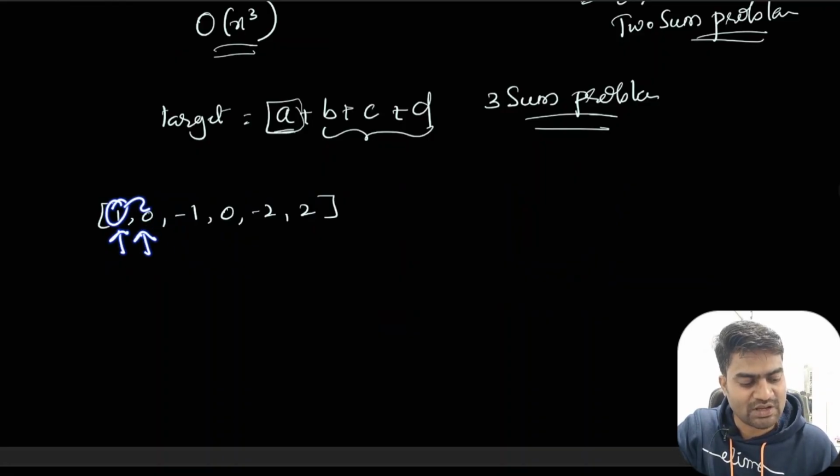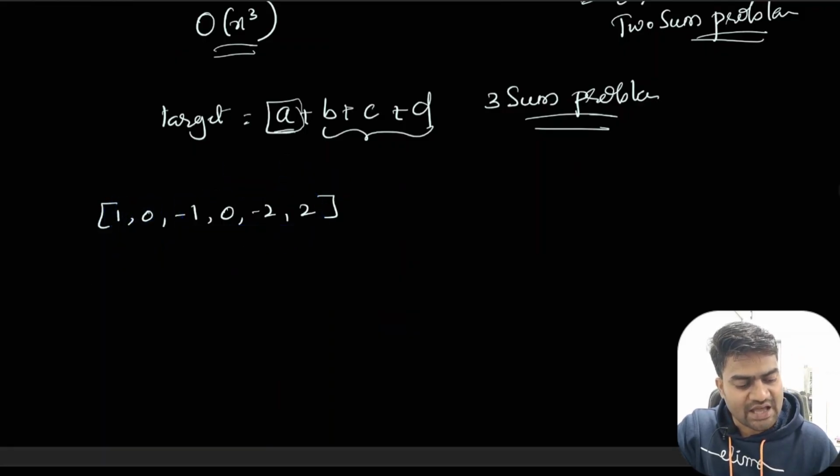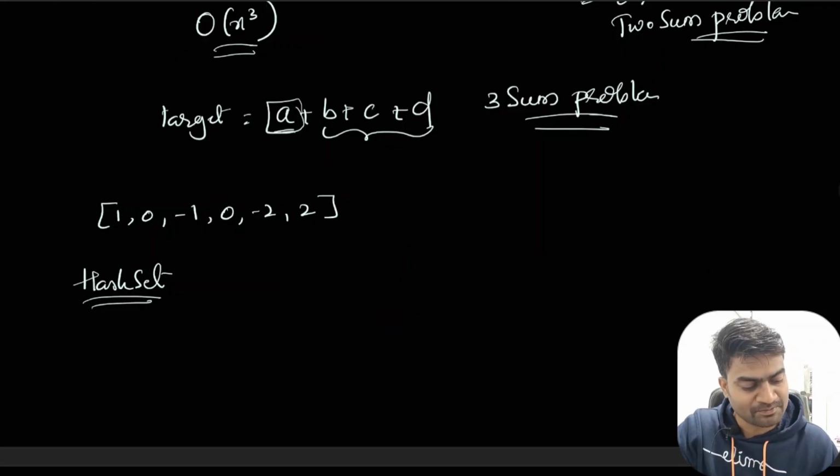So this is number one, this is number two. So if we fix two numbers, then for the remaining two numbers, we can apply the two sum solution here. So basically we use a hash set. This solution is directly derived from the two sum problem. So you can also watch the two sum problem video to completely understand how we solve it.